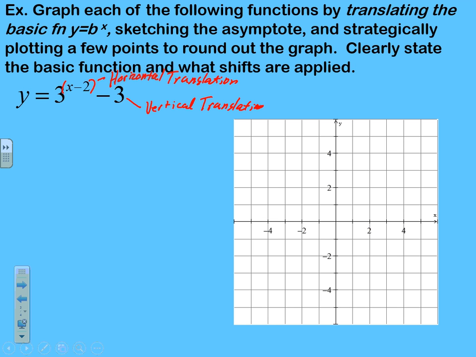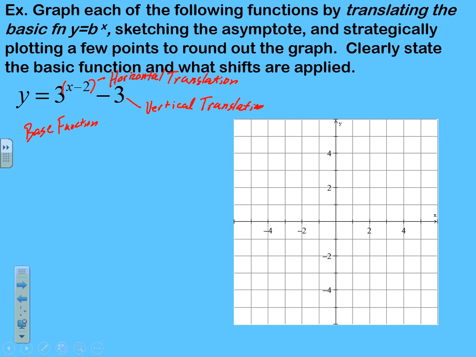So the x minus 2, the horizontal translation, is basically going to tell you we're going to take whatever the basic function is and shift it 2 spaces to the right. Then the minus 3 at the end says we're going to take whatever that is and move it down 3 spaces. So I want to start. I want to know what is my base function?